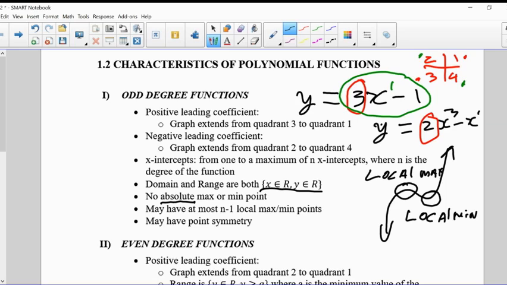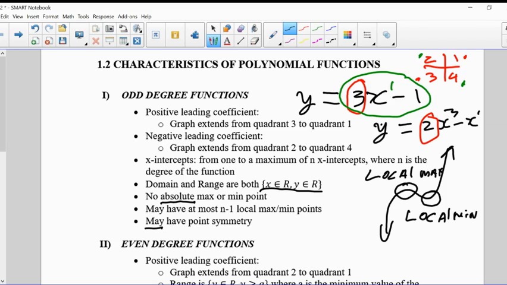Would local max or min be almost known as relative max? Yeah, that's fine. You can use that as well. All right, so local, relative, I can accept that as a way of describing it. Okay, it may, I'm not saying it must, let me underline the word may. It may have point symmetry. We talked about point symmetry yesterday. So not all odd degree functions have point symmetry, but if it's going to have symmetry, it's going to be point symmetry rather than line symmetry.